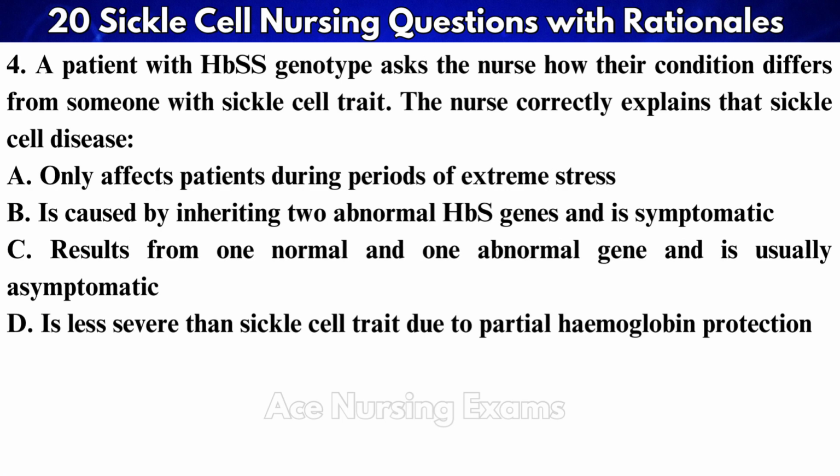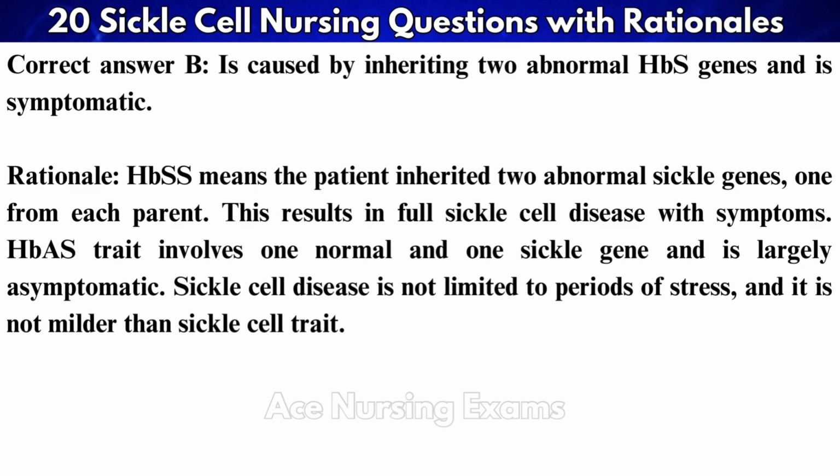Question 4. A patient with HbSS genotype asks the nurse how their condition differs from someone with sickle cell trait. The nurse correctly explains that sickle cell disease A. Only affects patients during periods of extreme stress, B. Is caused by inheriting two abnormal HbS genes and is symptomatic, C. Results from one normal and one abnormal gene and is usually asymptomatic, D. Is less severe than sickle cell trait due to partial hemoglobin protection. The correct answer is B.